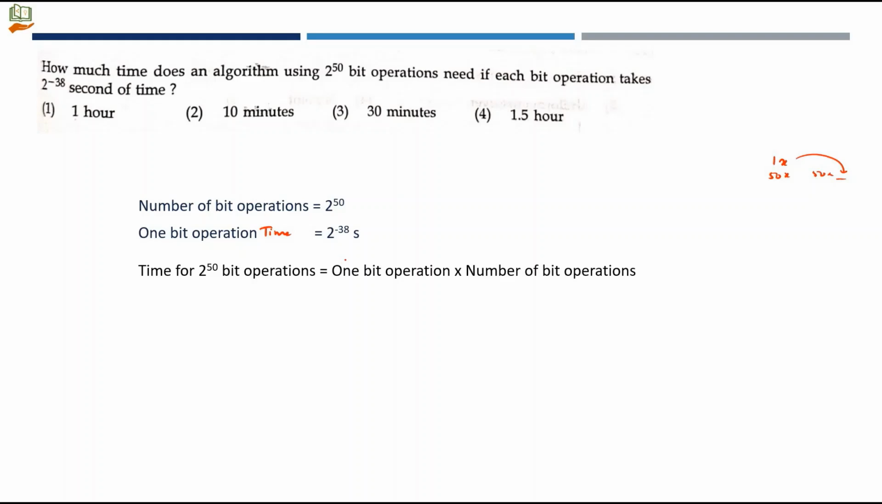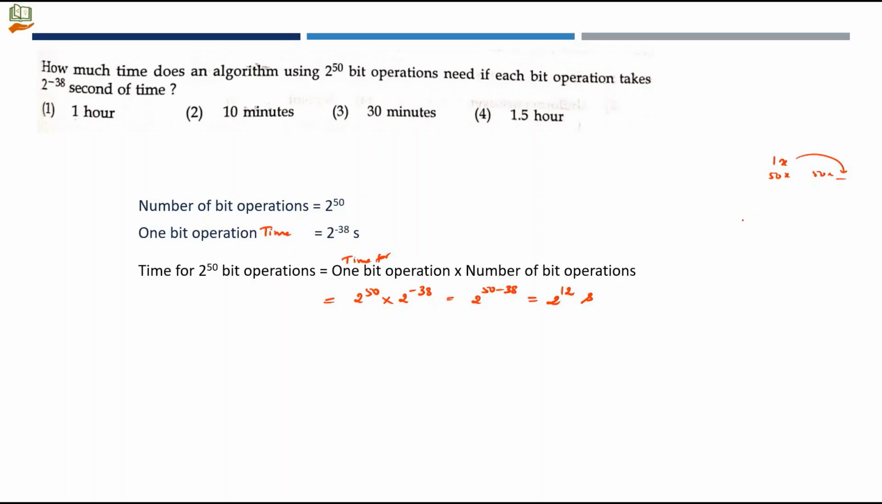The time for one bit operation into the number of bit operations. The number of bit operations is 2 power 50 into the time for one bit operation, which is 2 power minus 38. 50 minus 38, whether you write minus 38 plus 50 or plus 50 minus 38, both will end with 2 power 12. The unit for one bit operation is given as seconds. So we can retain the seconds since we are just using a multiplication operation.